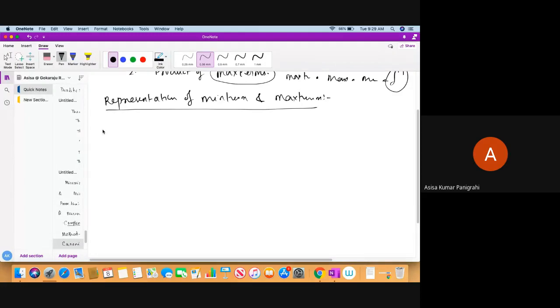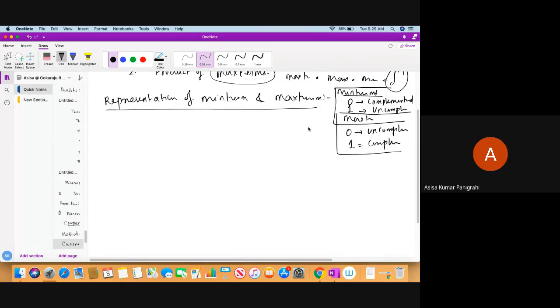Before starting, I'll tell you two golden rules. In terms of min terms, while finding the min terms, remember 0 is in the form of complemented and 1 is in the form of uncomplemented. Similarly, vice versa for max terms: 0 is in the form of uncomplemented and 1 is in the form of complemented. These are the rules I will apply to represent the min terms and max terms.